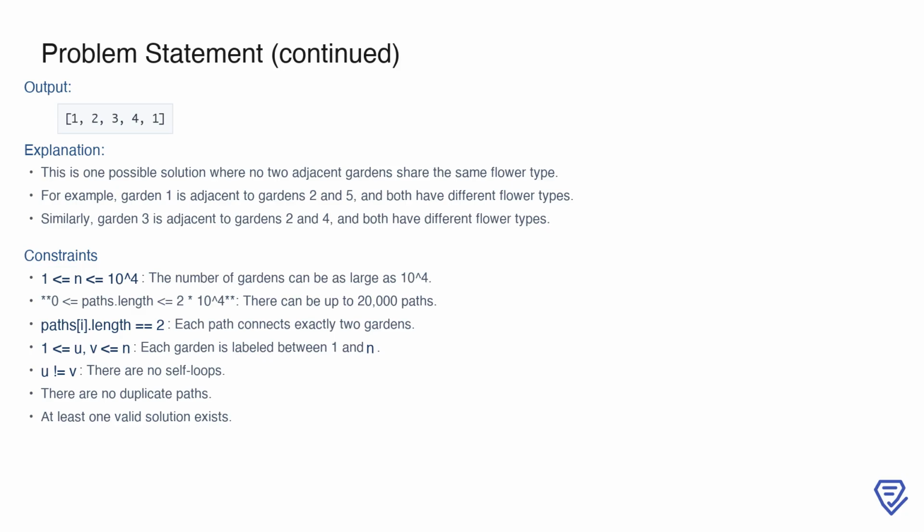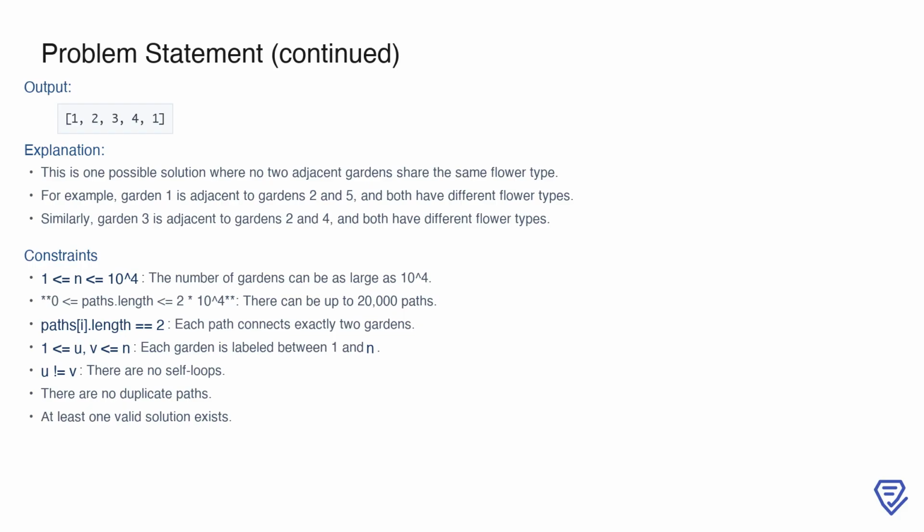Now let's consider a slightly more complex example. Suppose there are 5 gardens with paths given as [1, 2], [2, 3], [3, 4], [4, 5], [1, 5]. In this scenario, garden 1 is adjacent to gardens 2 and 5, so it must have a different flower type than both. Similarly, garden 3 is adjacent to gardens 2 and 4, so it must also have a unique flower type compared to its neighbors. One possible solution is [1, 2, 3, 4, 1]. In this assignment, all adjacent gardens have different flower types, and the condition is satisfied.